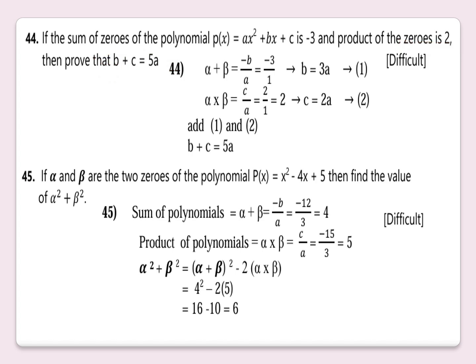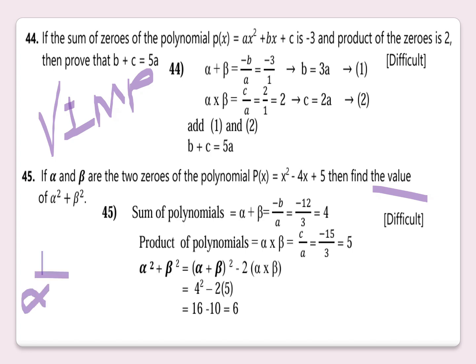Question number 45. In question number 45, we have if alpha and beta are 2 zeros of the polynomial p of x is equal to x square minus 4x plus 5, then find the value of alpha square plus beta square. This type of questions are very important. It will be regularly asked in your examination, which may be asked like this also. The same question can be asked and they can tell you to prove or find the value of 1 by alpha square plus 1 by beta square. This type of questions are regularly asked in your examination. So don't forget to practice this type of questions, students.